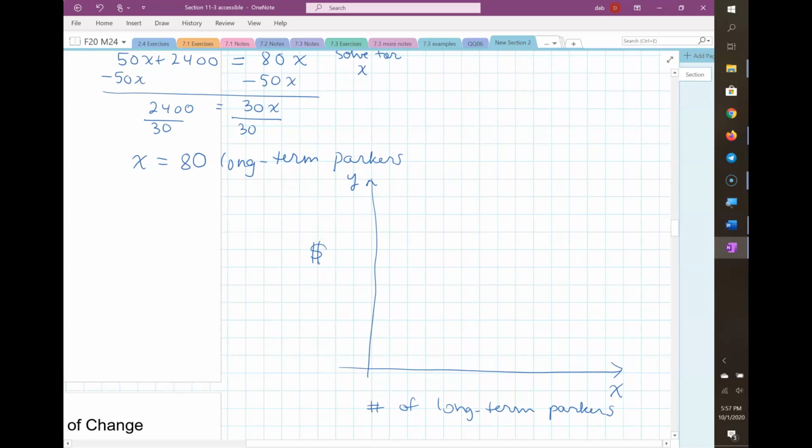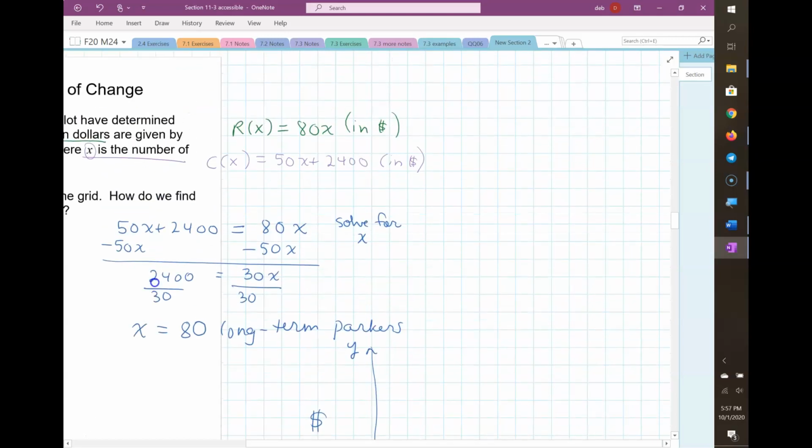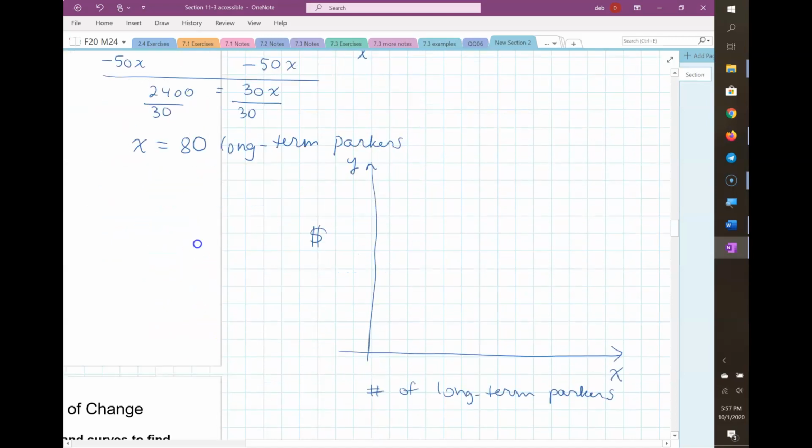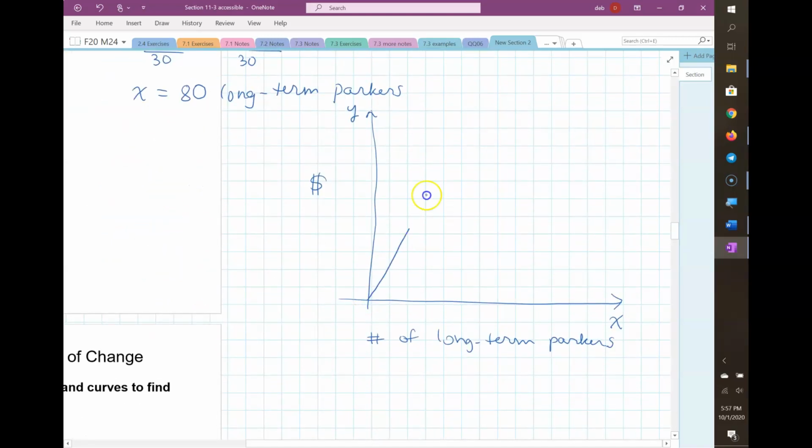Okay, so you have two equations. Your revenue function is 80x. So that's the equation of a line with the y-intercept of 0 and a slope of 80. Okay, so whatever the scale is, we'll say when you get to 80 parkers, we could figure out that this is $6,400. So I'm eyeballing the scale here.